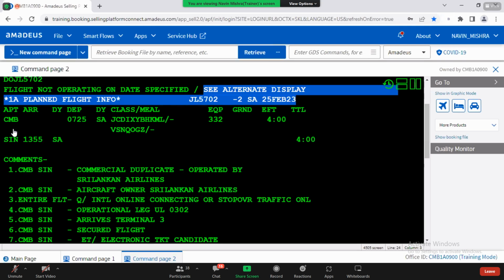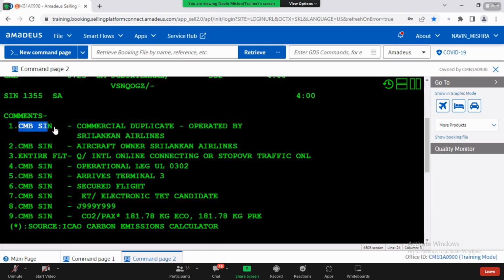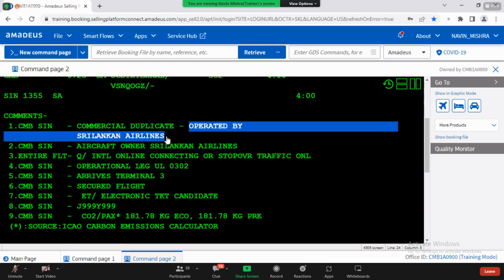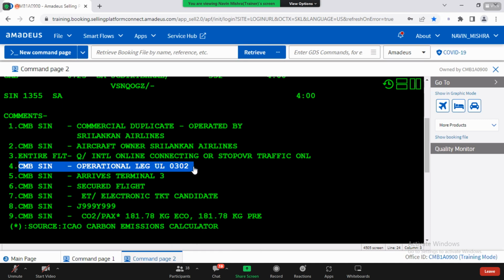The flight is departing from Colombo, reaching Singapore. This is the arrival time at Singapore. Now, under the comment section, do you see the first example? Between Colombo and Singapore, this is a commercial duplicate flight, operated by which airline? Sri Lankan Airlines. Who is the owner of the aircraft? Sri Lankan Airlines. And what is the exact flight number that the passenger has to sit on for the Colombo to Singapore operational leg?